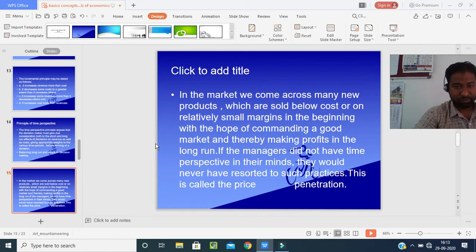Here is one picture. Before going to the picture, I want to give one common example about this. The market has many new products which are sold below cost or on relatively small margins in the beginning, with the hope of commanding a good market and thereby making profits in the long run. If the managers did not have a time perspective in their minds, they would never resort to such practices. This is called price penetration, that means at the starting we keep the price small, and after some time we increase the price. So we have to be very careful in this respect.